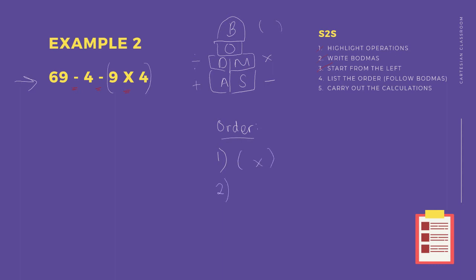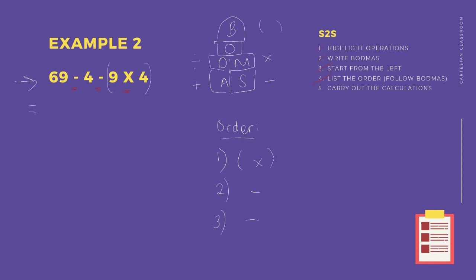And then from the left here, you can do this one, the first minus here. Minus. And then the third one is again the minus in the middle. So that is step 4. Step 5, carry out the calculation. Okay, one by one.